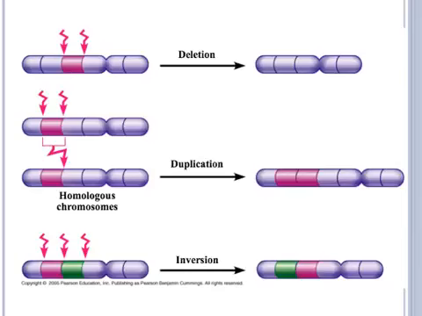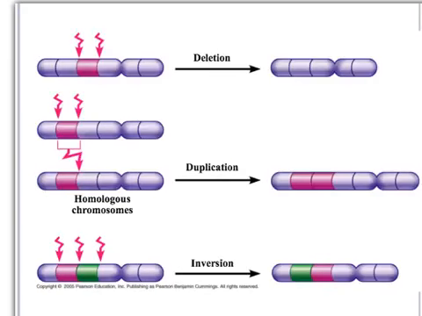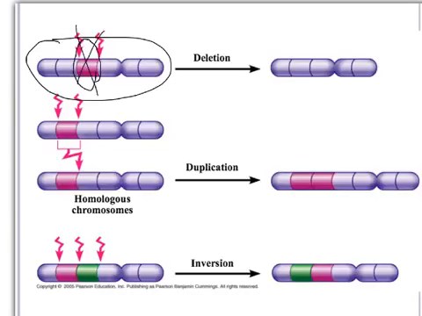So here I have a chromosome, and remember this chromosome is thousands and thousands and thousands of nucleotides long. So in this case, here's my original chromosome, and my mutation is that I'm cutting out an entire chunk that's probably hundreds of nucleotides long. So that would be a deletion.